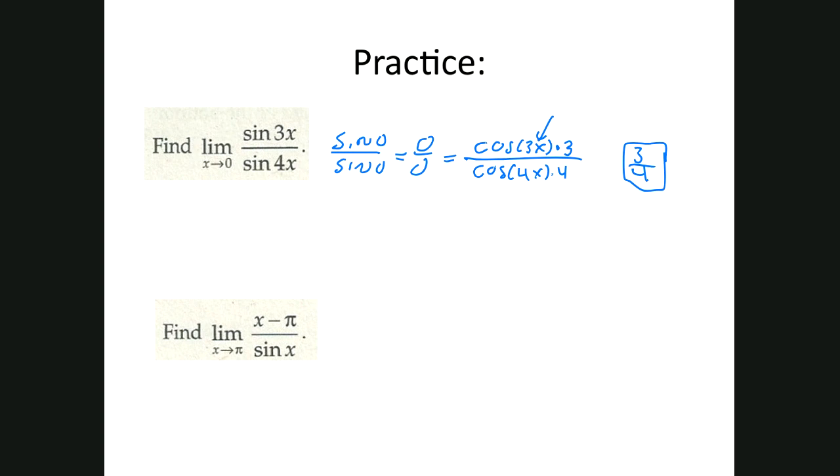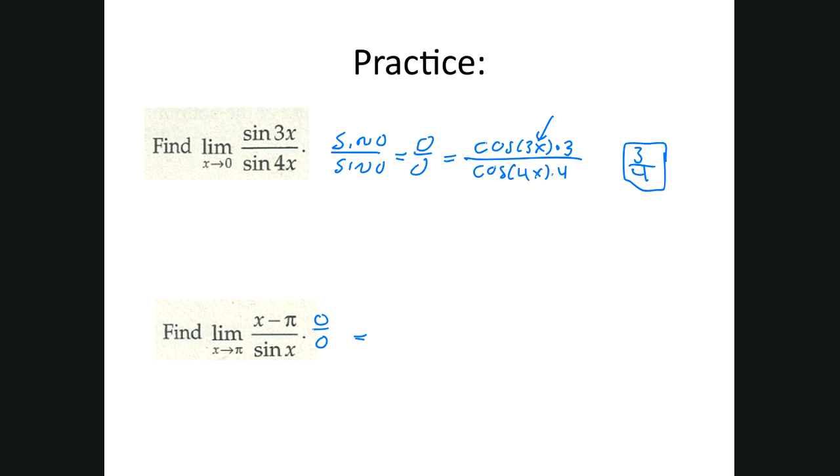L'Hopital's rule helps us find the limits of functions. Okay, let's try this one. If I put pi in here, I end up with pi minus pi, that's 0, over sine of pi. Well, pi is 180, sine of 180 is 0, so I get 0 over 0, indeterminate form. That means I can use L'Hopital's rule.